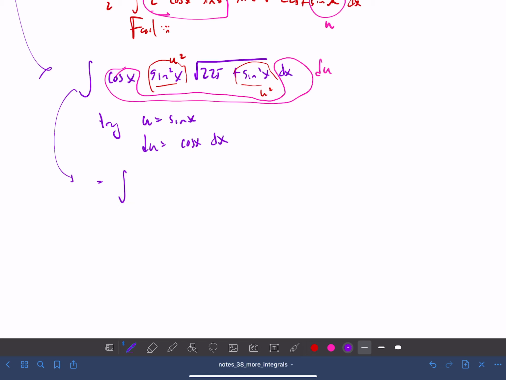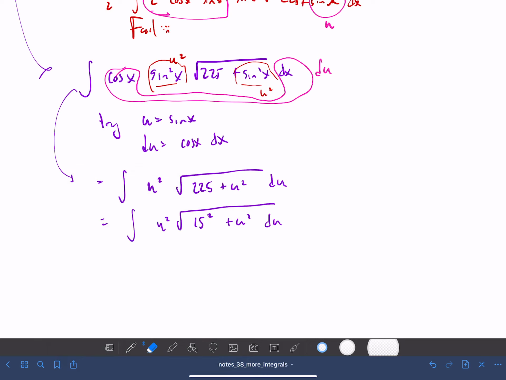Integral of u squared square root 225 plus u squared du. Integral u squared square root 15 squared plus u squared du. Look in the table. Can you find anything? Essentially, we've got the square root of a squared plus u squared. Do you see something?